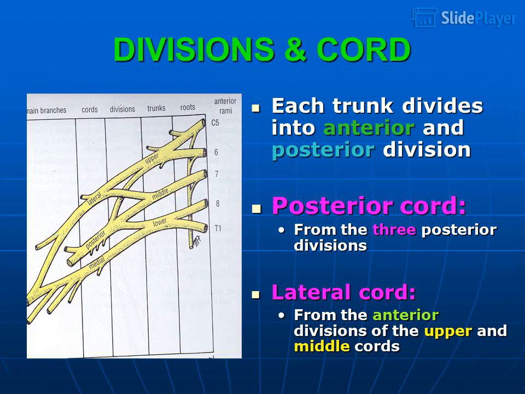Divisions and cords. Each trunk divides into anterior and posterior division. Posterior cord: from the 3 posterior divisions. Lateral cord: from the anterior divisions of the upper and middle trunks.